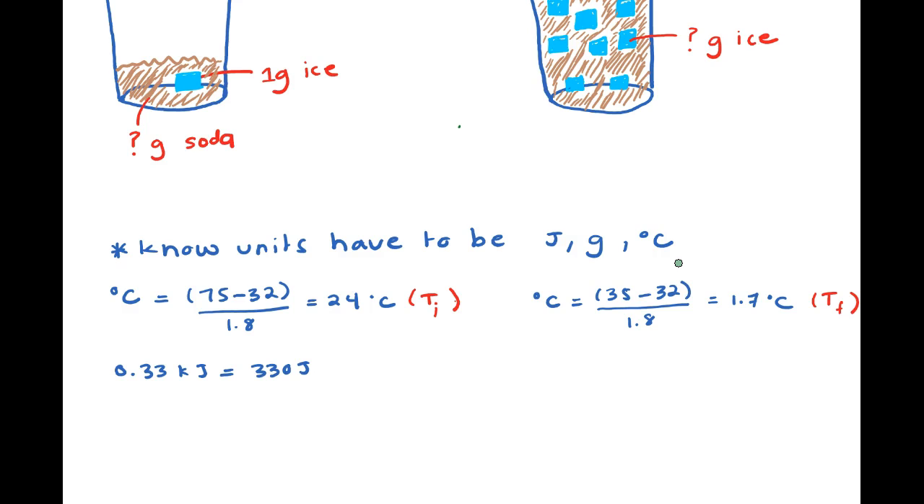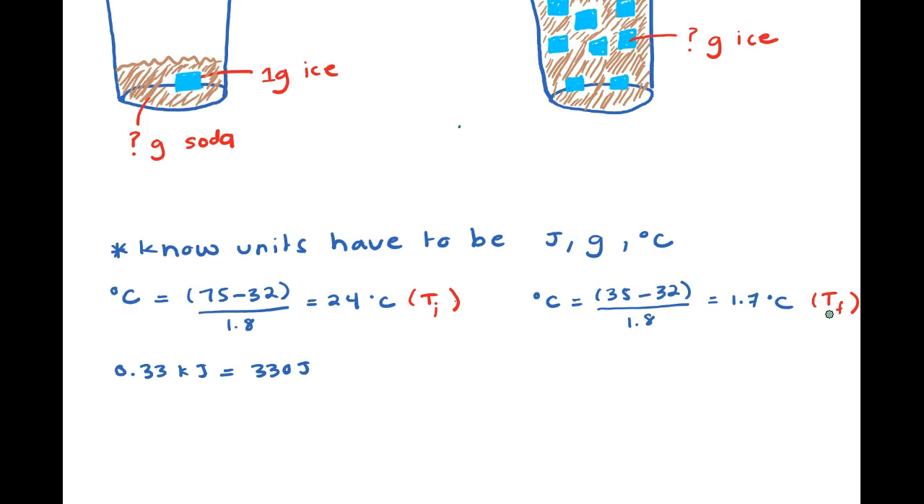So I'm going to take my initial temperature, which is going to be 75 degrees Fahrenheit, plug it into my equation. You'll always be given this equation, you just have to know how to use it, and we get our initial temperature is 24 degrees Celsius. Our final temperature, so we want to make sure we're cooling the soda down, is 35 degrees Fahrenheit. If we plug it into our equation, we get 1.7 degrees Celsius. And the very last thing is we're given our energy in kilojoules, and we need to convert those to joules. So once we have this information, we're ready to start the first part of our problem.